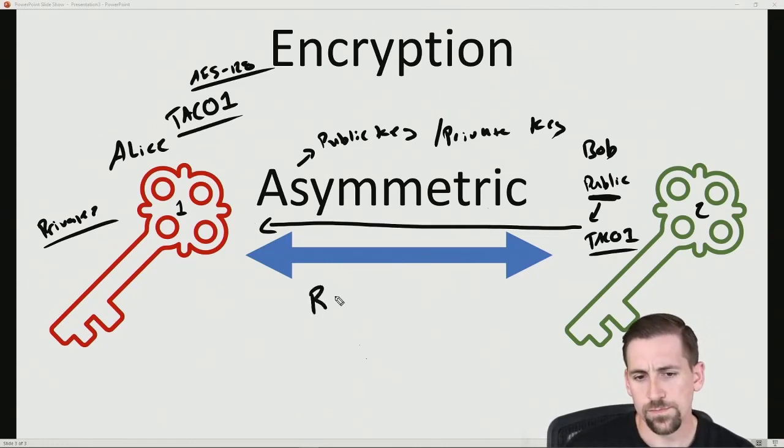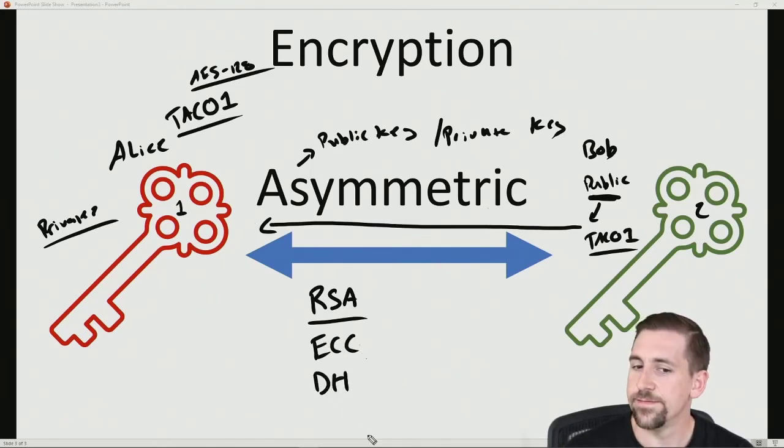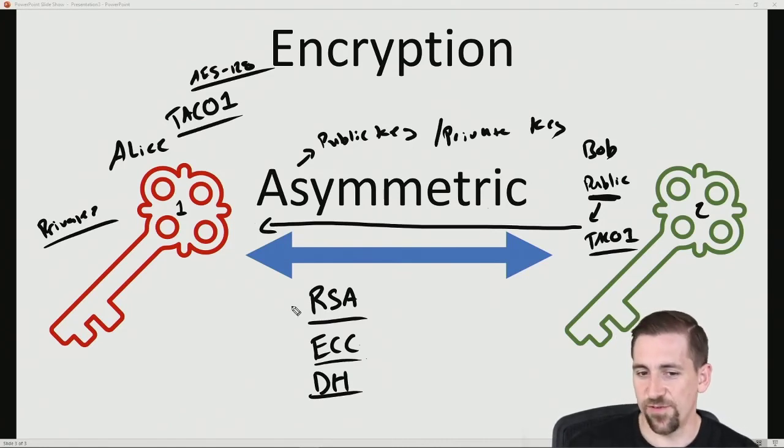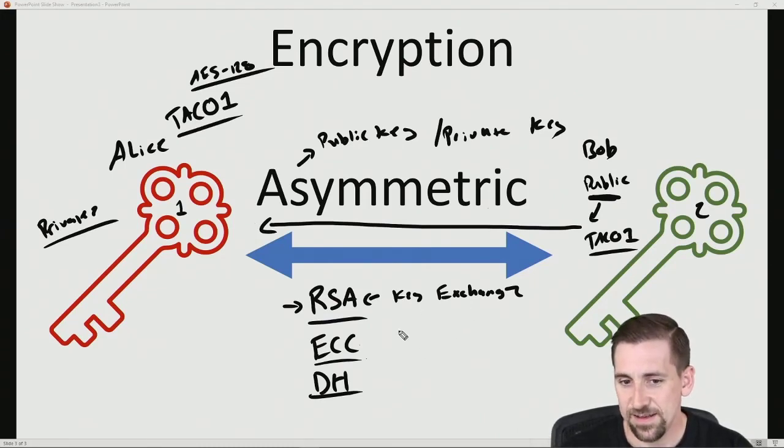So RSA, that's a very common asymmetric algorithm. ECC, Diffie-Hellman, these are all common examples of asymmetric algorithms. So I can use, for example, RSA for key exchange, and then what? AES for what we would call bulk encryption.